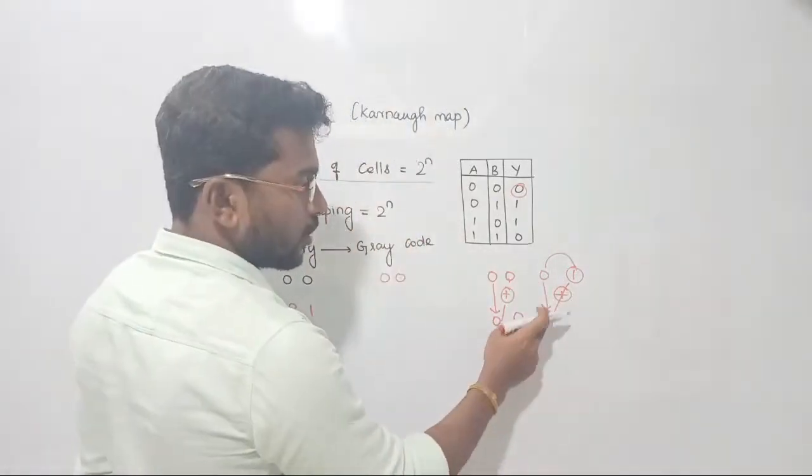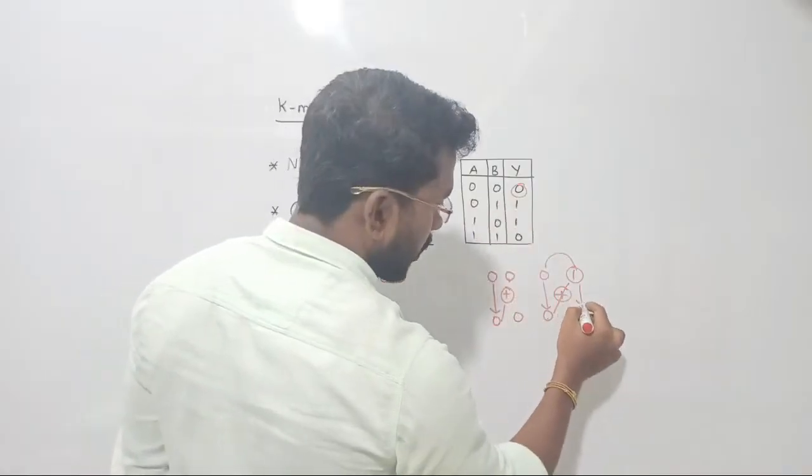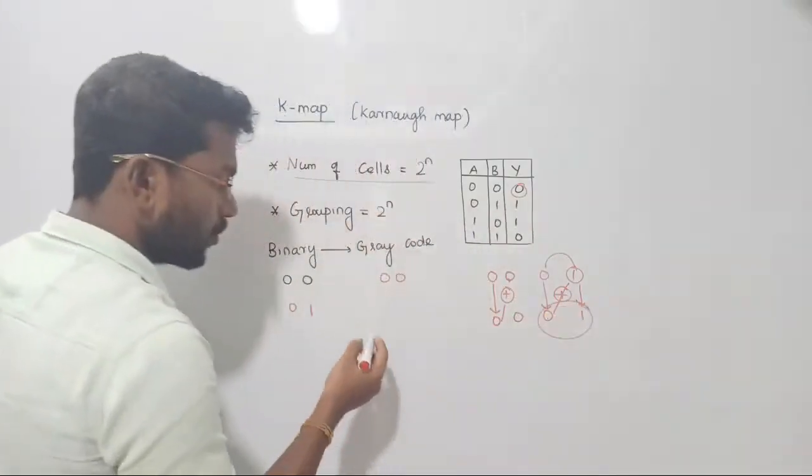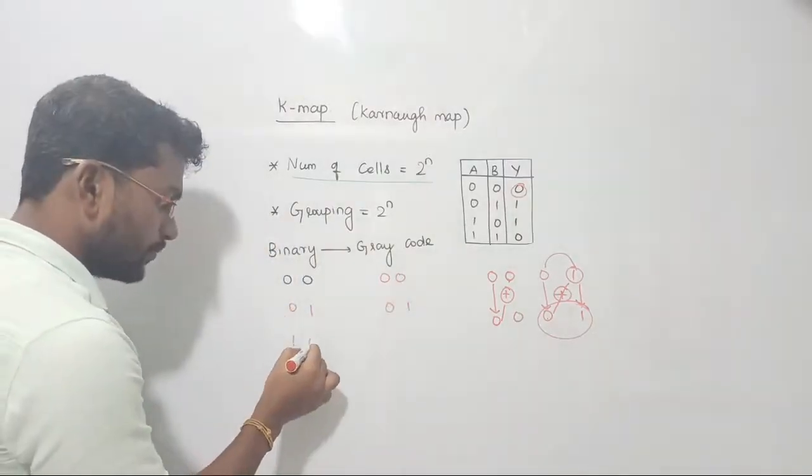இங்க என்ன இருக்கு? 0. இங்க என்ன இருக்கு? 1 இருக்கு. 0 1. 0 1 output என்ன? 1, such that you are going to get 1. So your operation will give you 0 1 only. Let us consider 1 0.